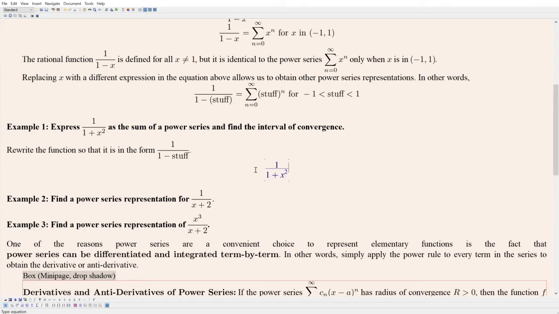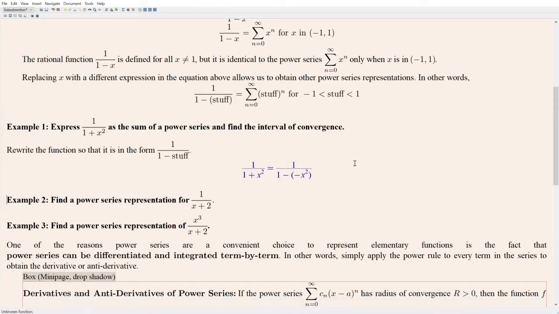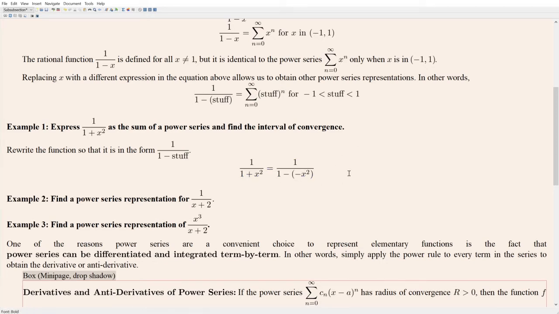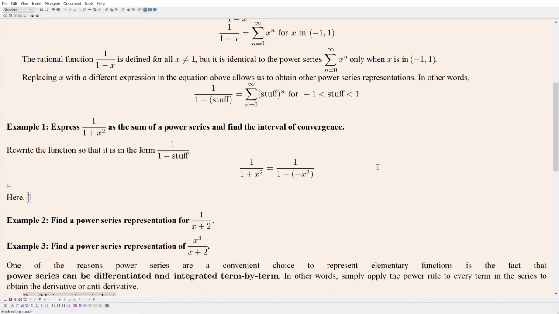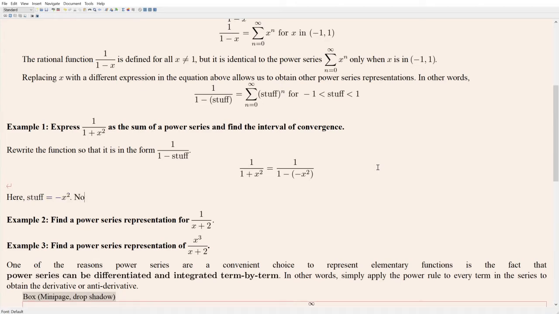Well, there's not too much that we need to do. Really, the only problem is that there's a plus here instead of a minus, but we can fix that easily enough. Minus a minus is plus, so that works out. So this is exactly the form that we want, where stuff is taking the role of negative x squared. So now we can rewrite this as a power series accordingly, using this fact up here.